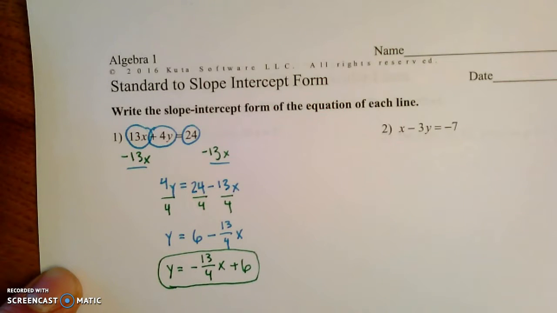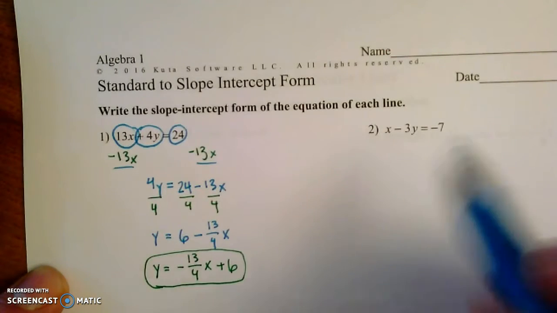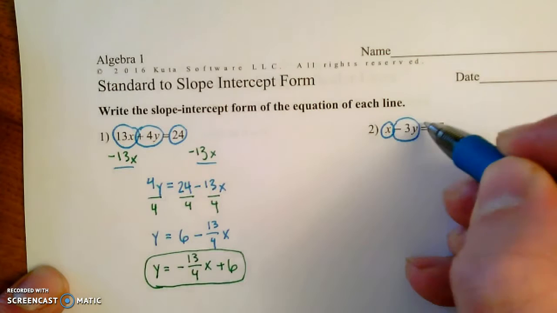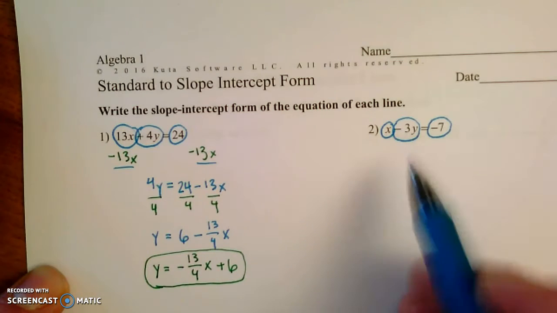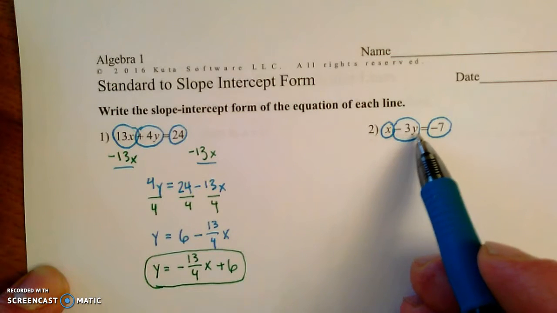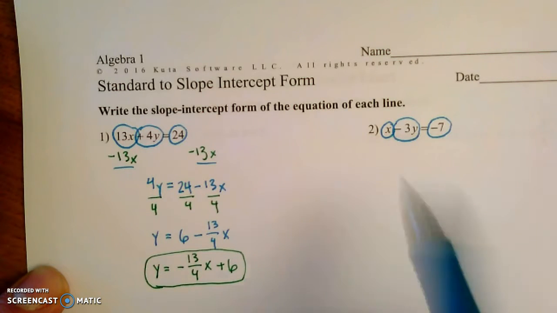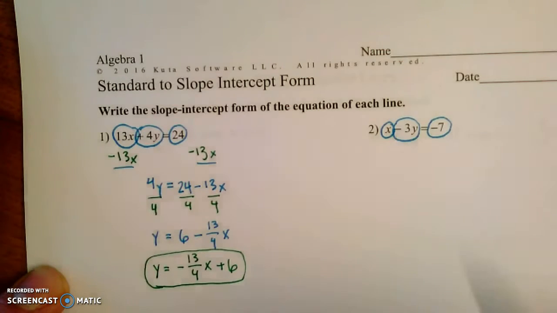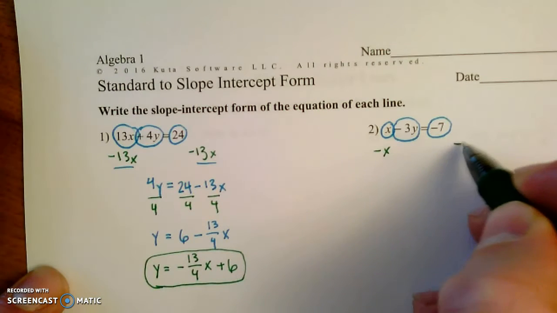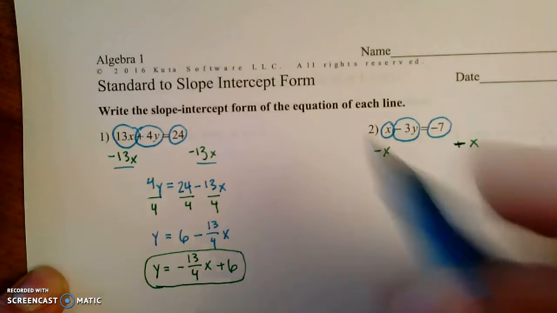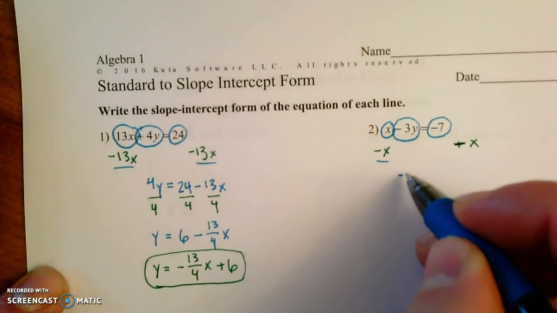Let's do one more. So over here, after I circle my terms, I want to get the y by itself ultimately. So I want to get the term that has the y by itself first, which means I need to get rid of this x. So we're going to take x away from both sides. Oops, that's minus x. So that leaves us with a negative 3y.